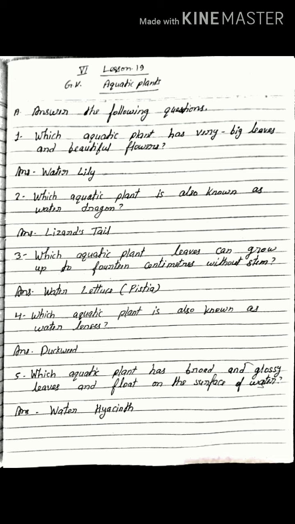You have to write this classwork in your copy. I will send this lesson as a PDF file. You have to write this lesson in a proper way and learn it also. Now homework. All students, take a copy and pen and write the homework of lesson 19, aquatic plants. The homework is to learn the exercise of lesson 19, meaning learn the questions and answers of lesson 19 in a proper way.